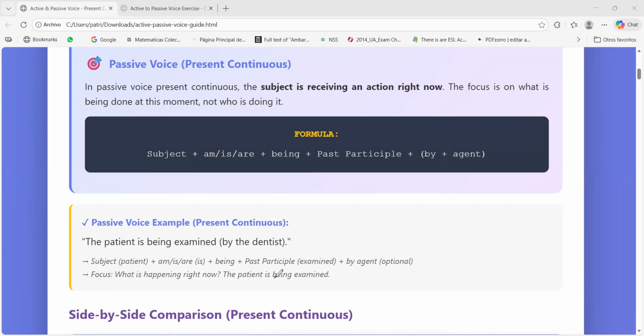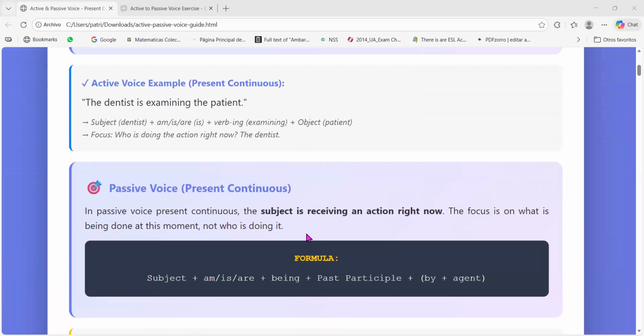Yes, my dear Maria Fernanda, could you read this definition in passive voice? Yes. In passive voice present continuous, the subject is receiving an action right now. The focus is on what is being done at this moment, not who is doing it. Thank you, my dear Maria Fernanda. The focus changes.